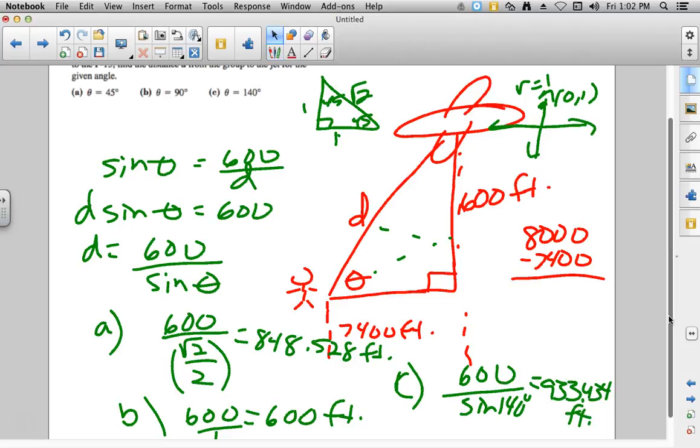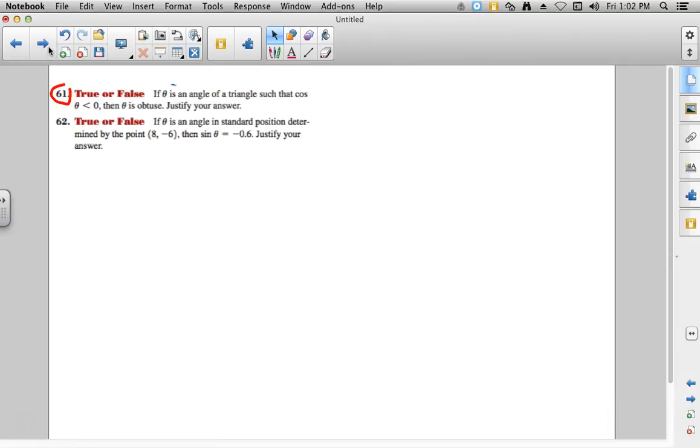So they're just changing that angle of elevation as you go through each one of those problems, but it's the same setup, it's the same formula because we still are trying to find the distance as we go through there. All right, next one on your list, 61.